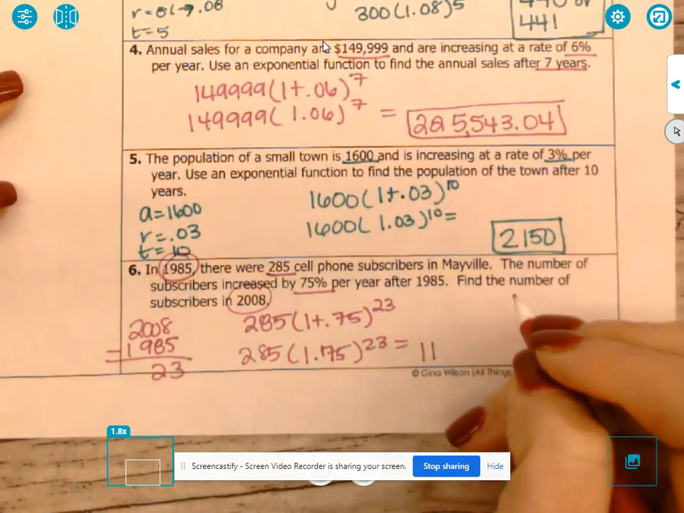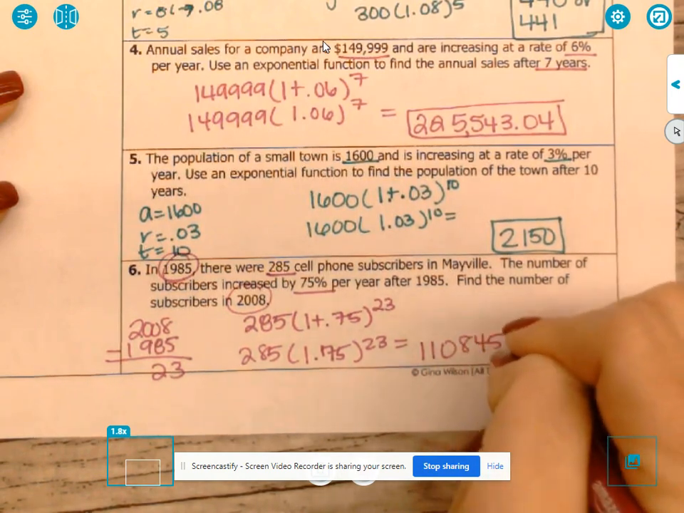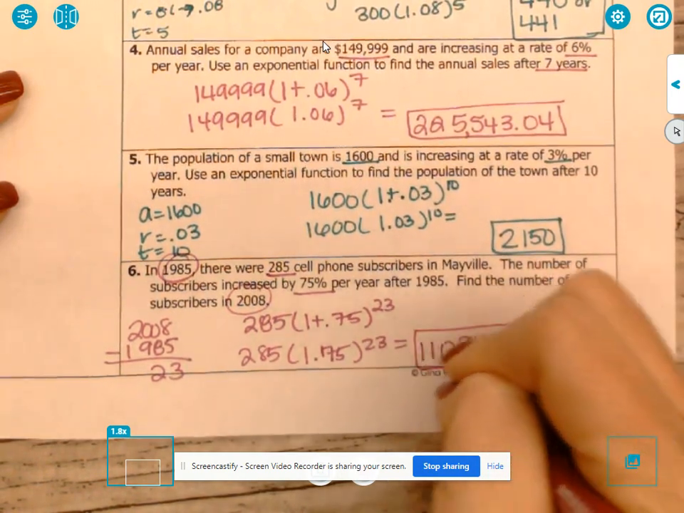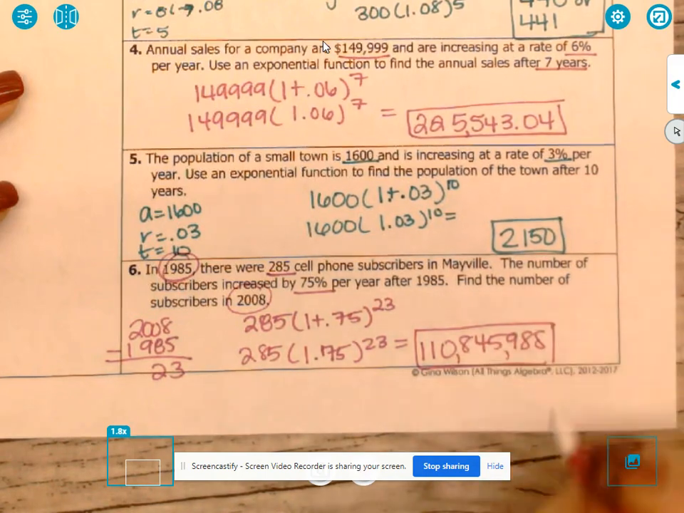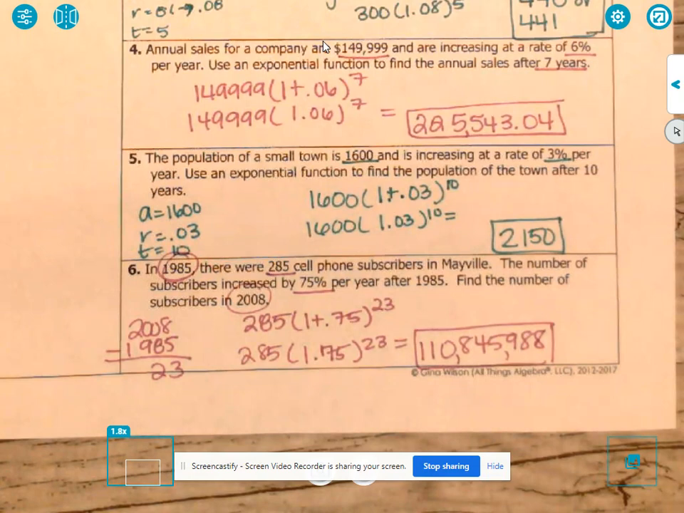And that gives me a lot, y'all, a lot. And again, we're dealing with people, so I'm going to drop off that decimal. So it's going to be 110,845,988.